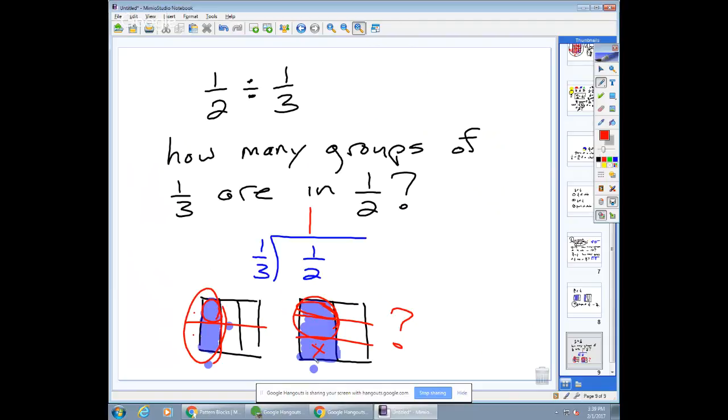I'm looking for 2 pieces, I found 1. What do you call it if you find 1 out of 2 things you're looking for? A half, yeah. So what I see is for thirds, there are 1.5 thirds in 1/2. Here's 1/3, here's half of a third.